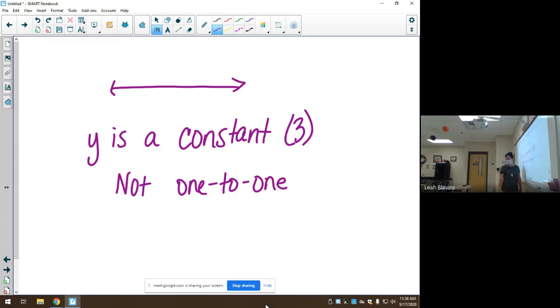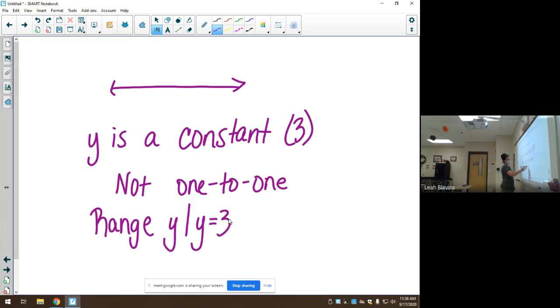Is it onto? What would my range be? Range is 3. So it's y such that y is equal to 3. Or if we're looking at interval notation, it's 3. Oops, I don't know why I put a comma there, but 3. So it's not going to be 1 to 1 or onto because my codomain does not match my range.